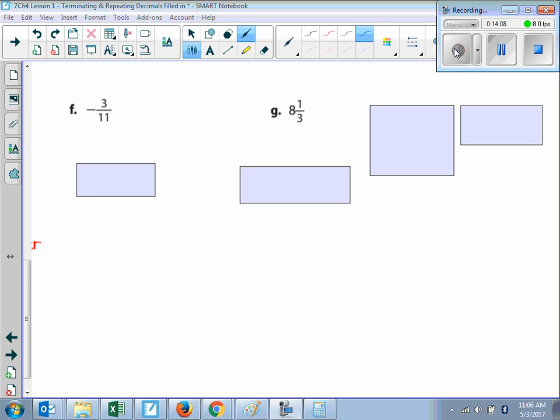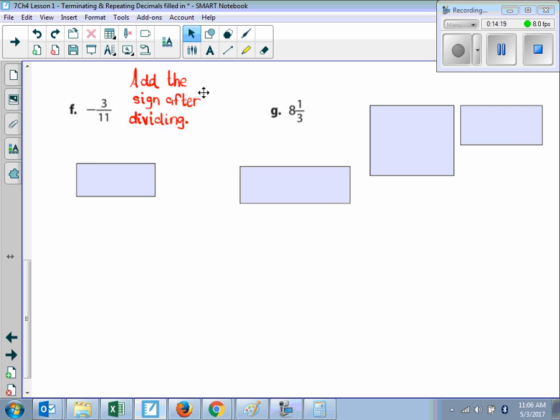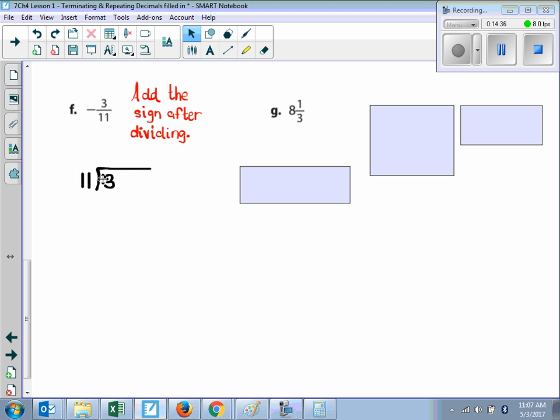All right, so for the next one, we have a negative 3/11. So once again, we're going to put the sign aside until after dividing. So what we're going to divide is the numerator divided by the denominator. Okay, so what we're going to divide is 3 divided by 11. So we're dividing 3 divided by 11.